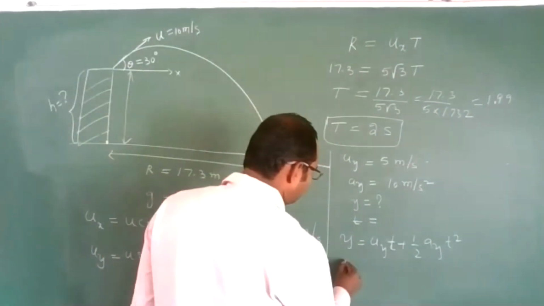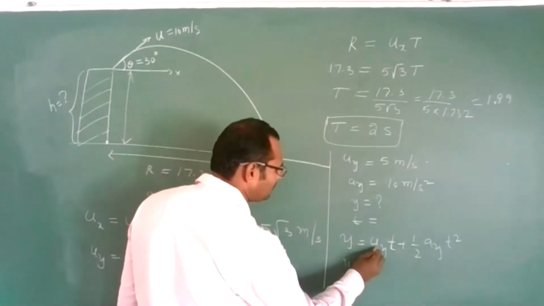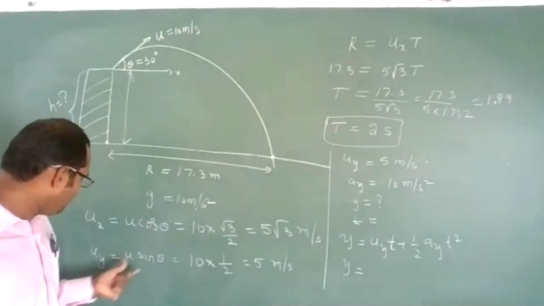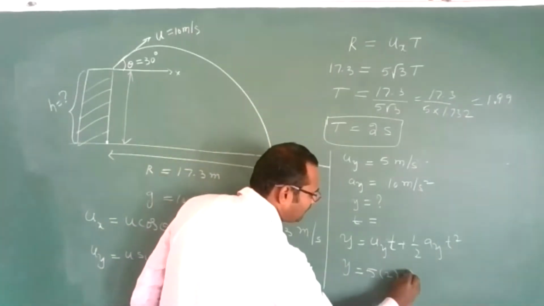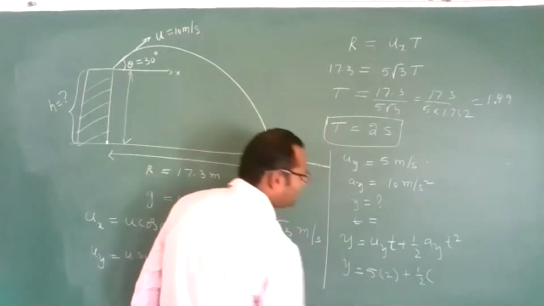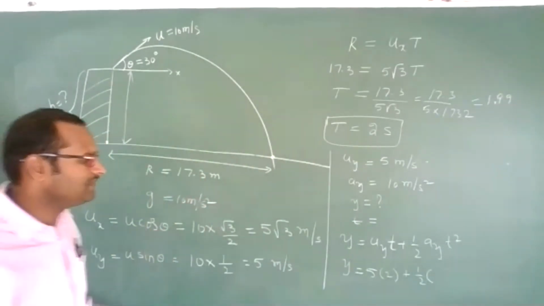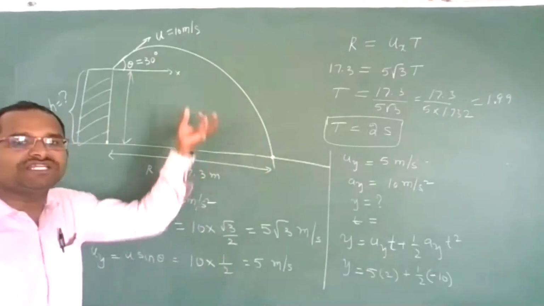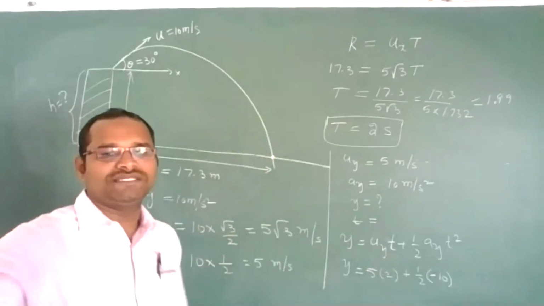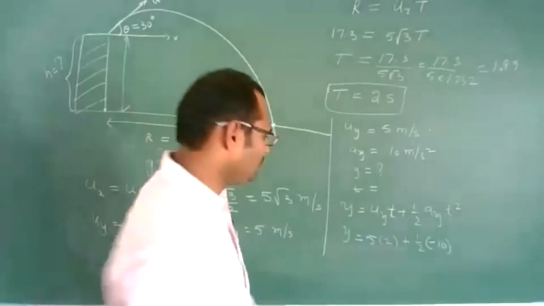Okay. So vertical displacement y we need to find. y is equal to uy t plus half ay t squared. Uy value is 5, so 5 into time of flight, which is 2, plus half into ay value, they are asking to take 10, so minus 10. Why am I taking minus? Because acceleration due to gravity is downward. That is the reason. So minus 10 into t squared.